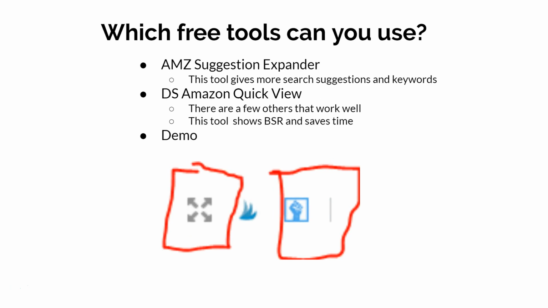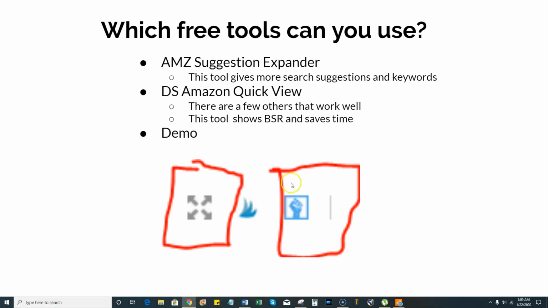AMZ Suggestion Expander. This tool gives you more search suggestions and keywords. DS Amazon Quick View. There are a few others that work well. This tool will show you the BSR and saves time. And these are what these look like. These icons, I'm going to show you them. They're up in the top right of your Windows screen in Google Chrome.